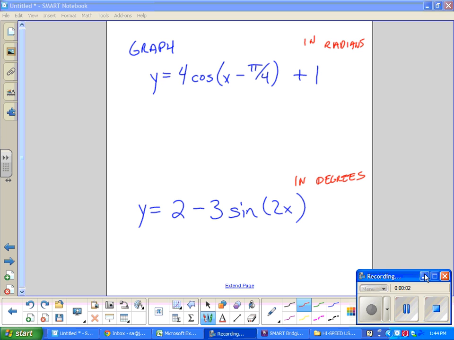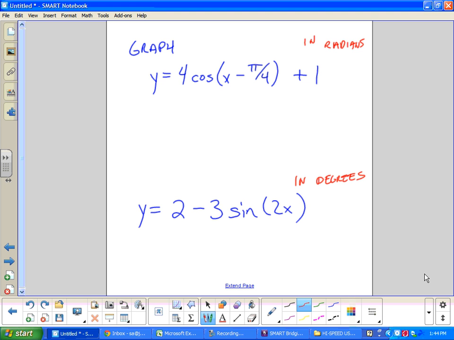All right, so we want to graph some sinusoids. First one says y equals 4 cosine x minus pi over 4 plus 1. The plus 1 is just going to be a shift at the end, the last thing we're going to do. We always start with the function, and we always start on the inside of x, okay?